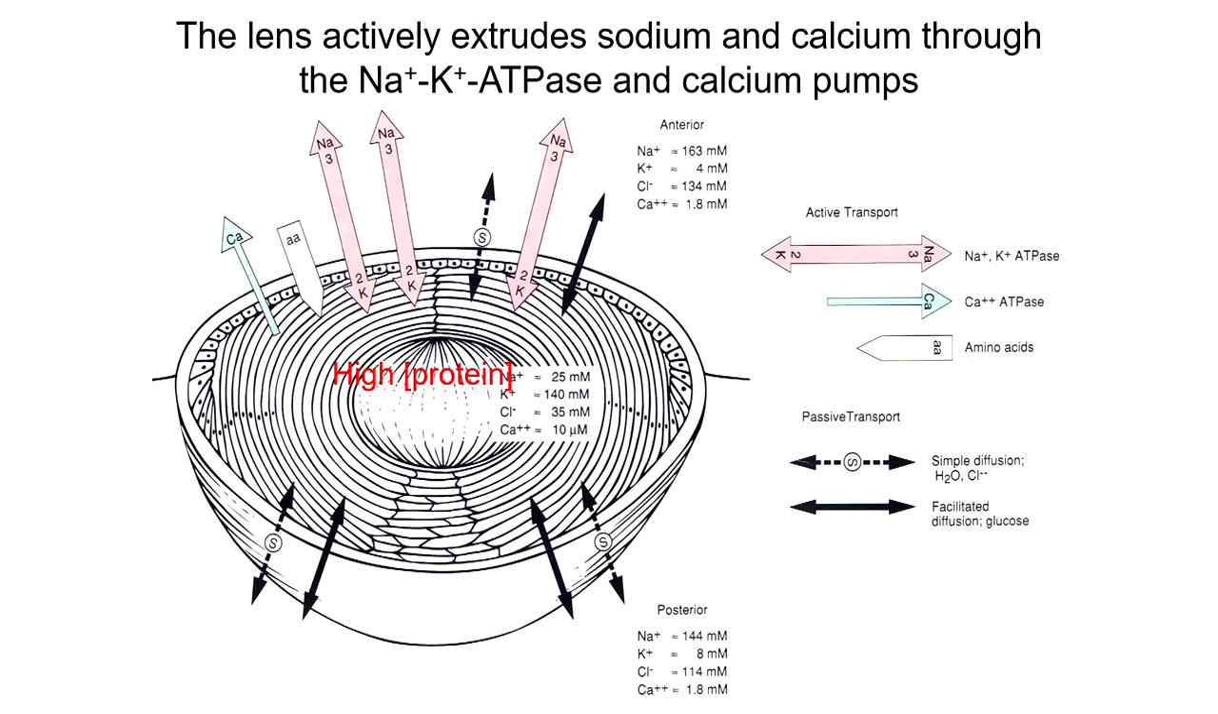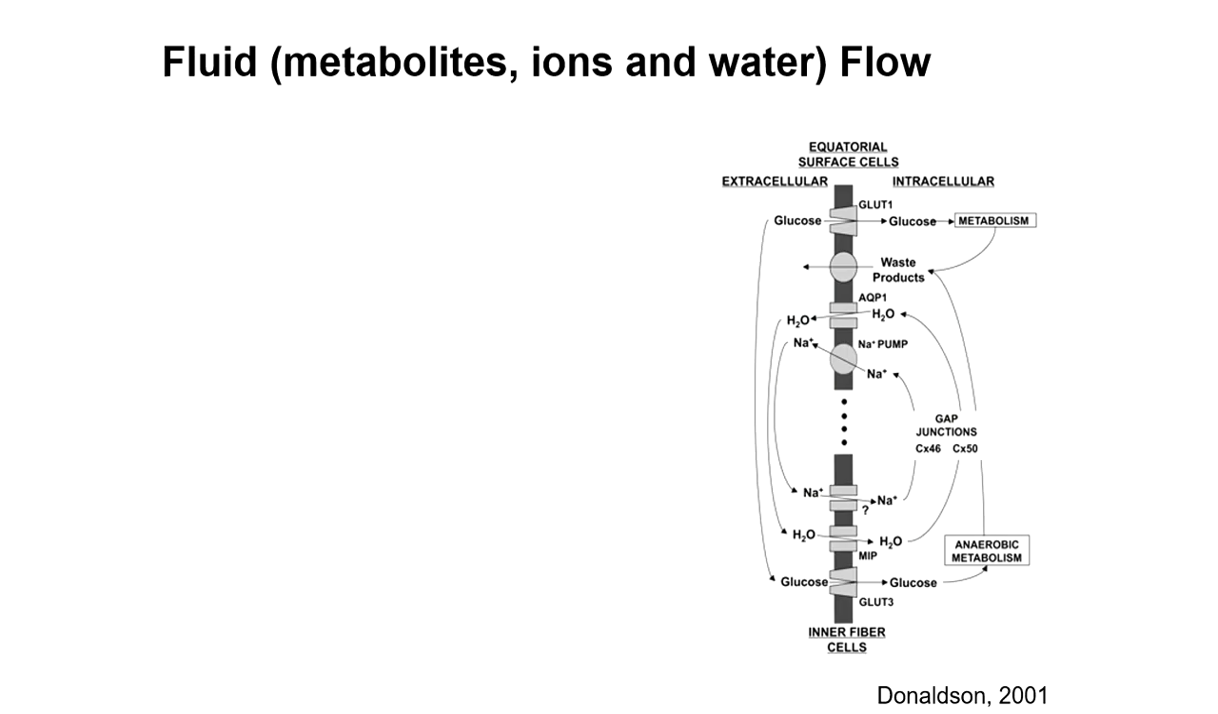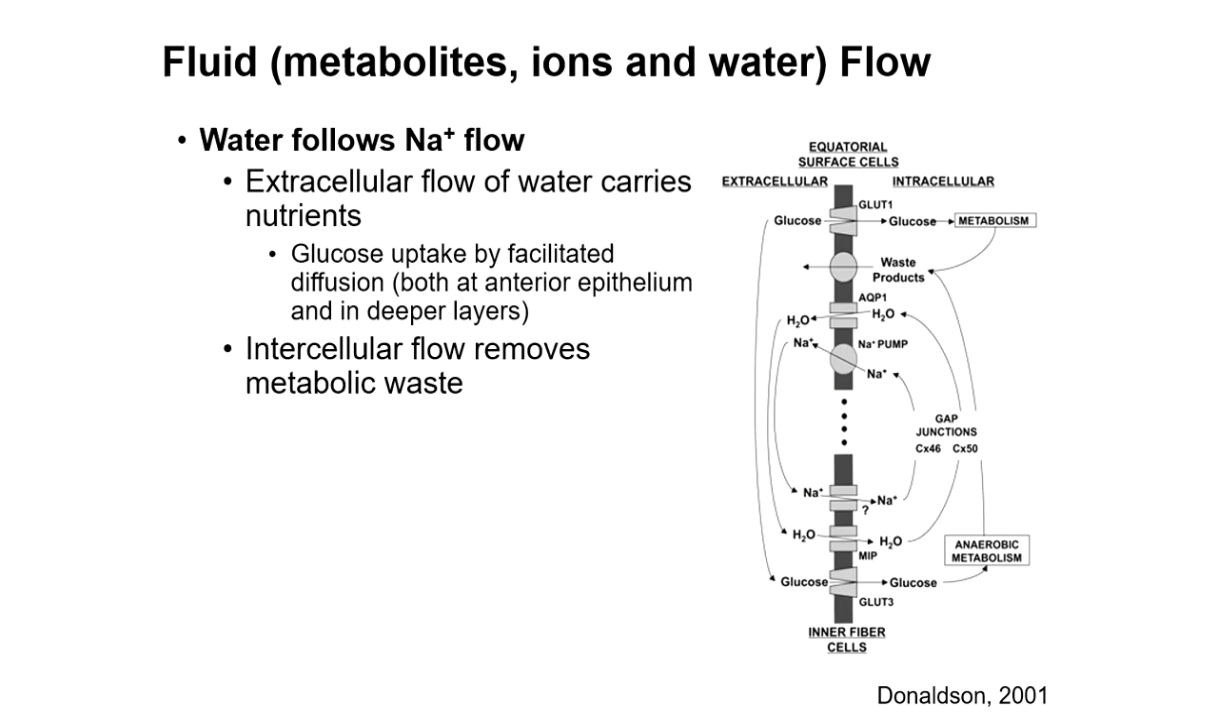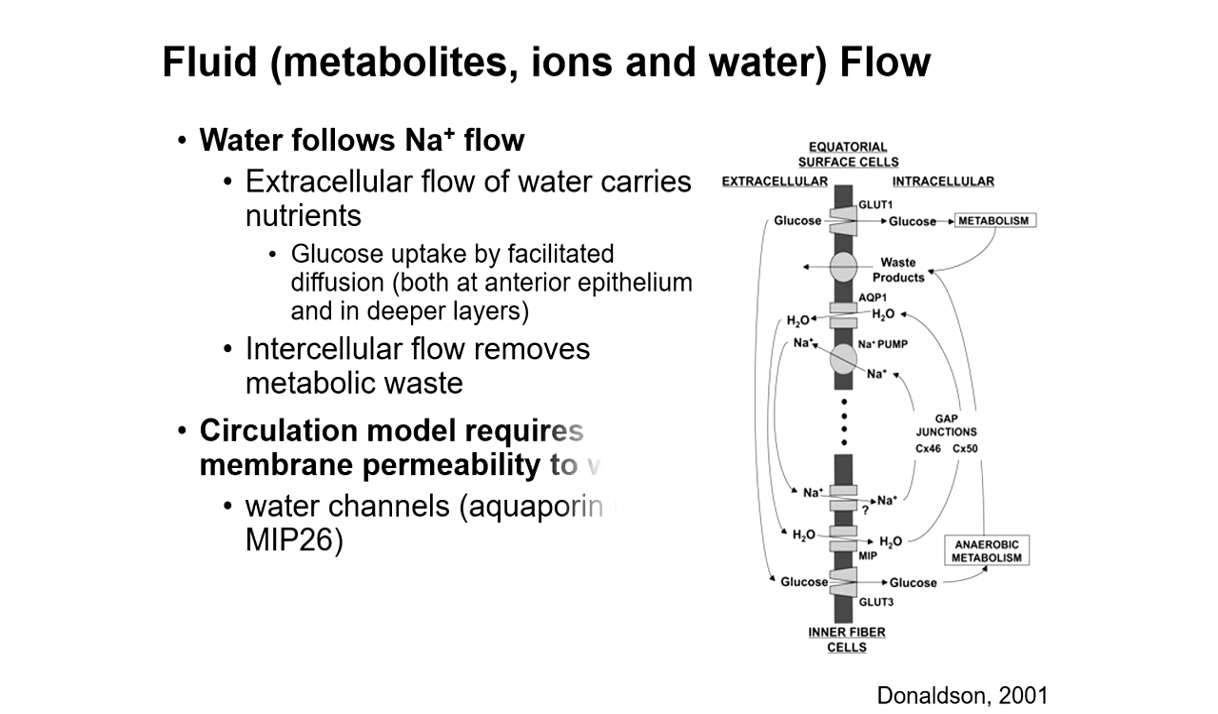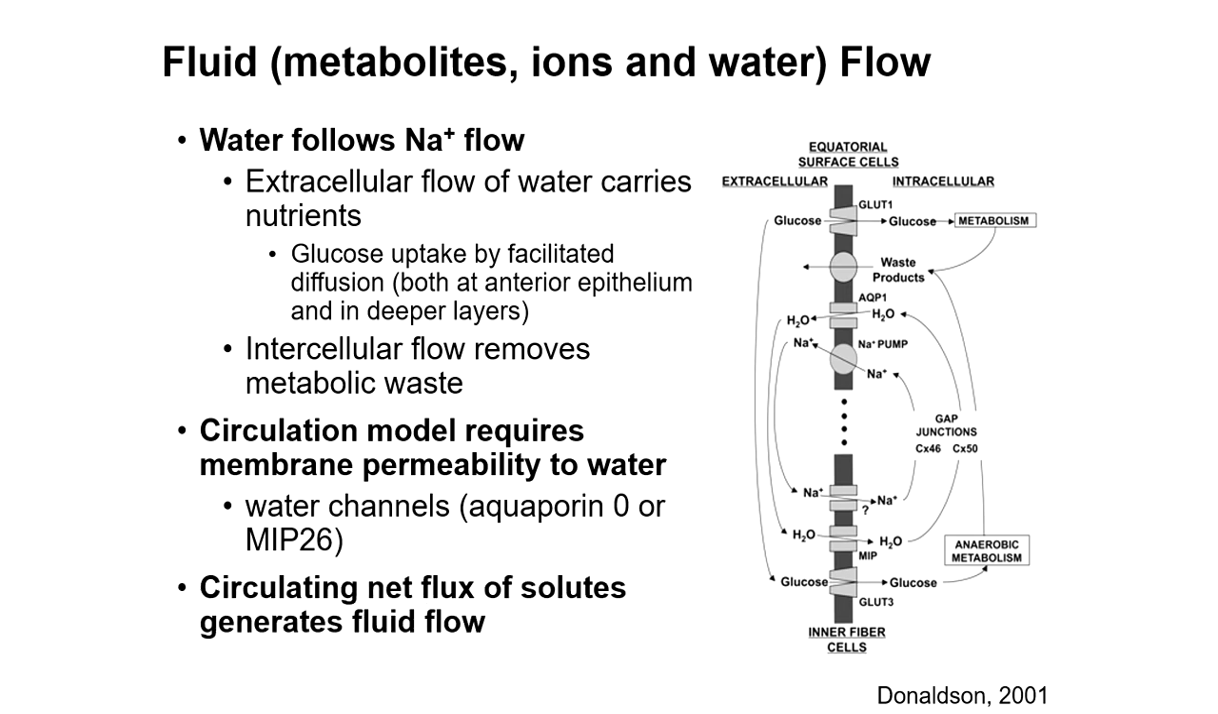Here's an example further of those sodium-potassium ATPase pumps and calcium pumps. However, it does also allow for diffusion of actual glucose through that membrane. And that's facilitated diffusion of glucose into the lens, and the lens needs glucose as a power process, just like any cell. Ultimately, though, this glucose can affect the circulation of the net solutes and generate fluid flow.